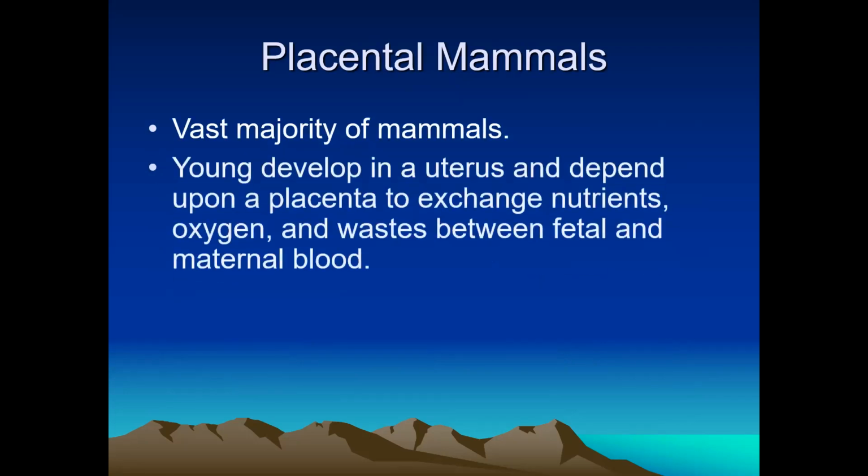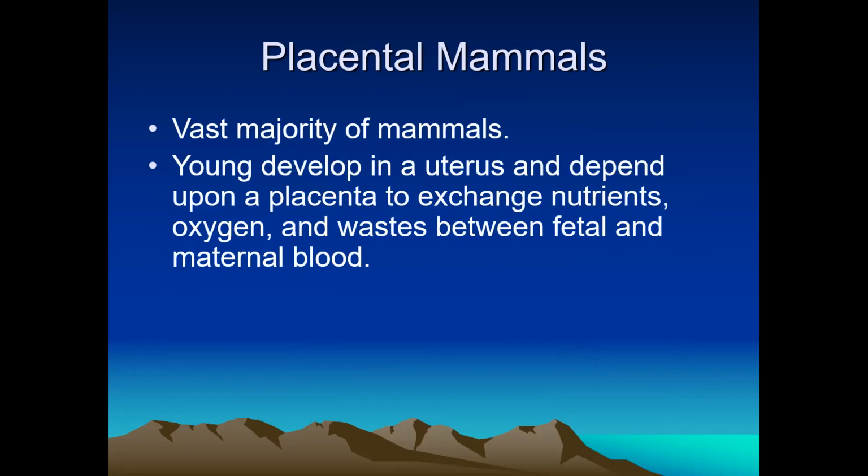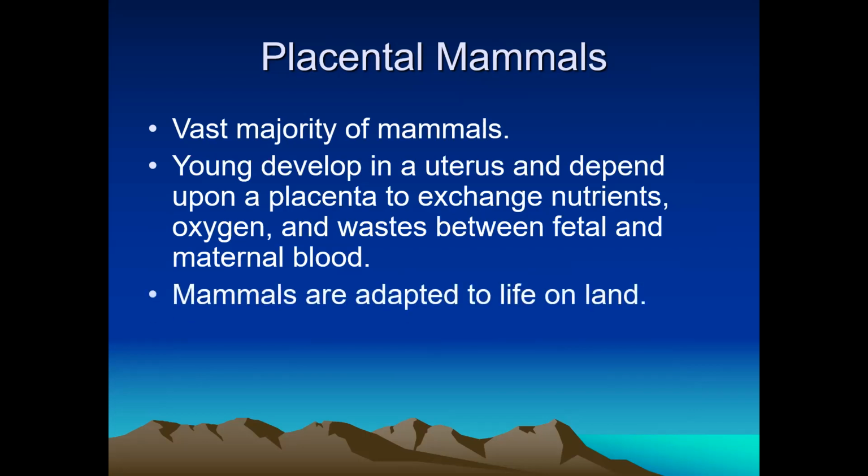Placental mammals. This is the vast majority of mammals. Don't lay eggs, don't have pouches. We just develop young in a uterus, depend upon a placenta to exchange nutrients, oxygen and waste between the fetal and maternal blood. And then the offspring will be born usually pretty helpless and have to be nurtured for a while. But yeah, no egg, no pouch.